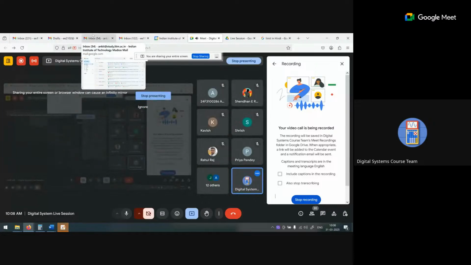Yes, any doubt in the timing diagram part?